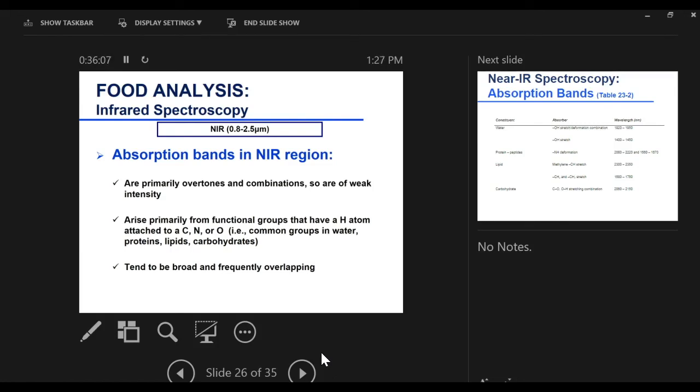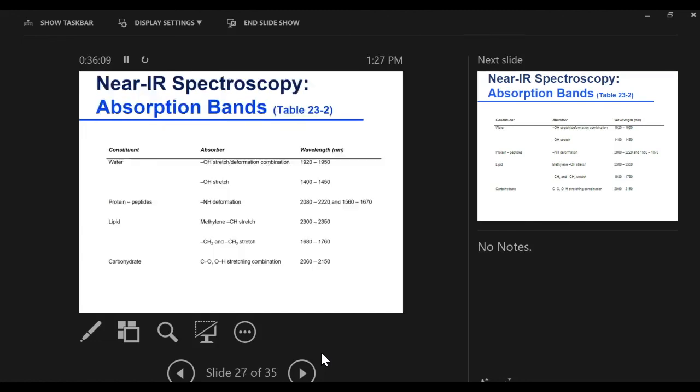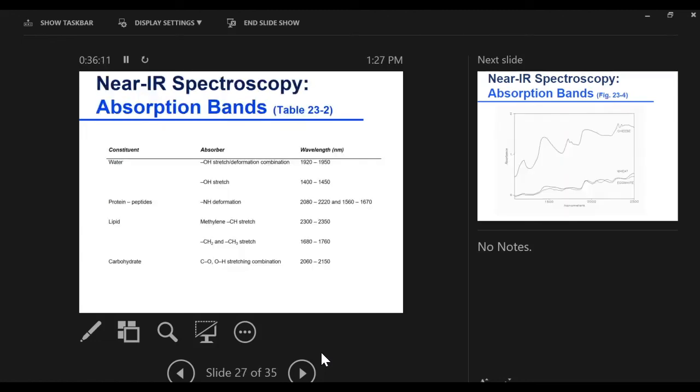For water, we look at the OH stretch. For protein, we look at the amine deformation, stretching and bending. You can see this happens at multiple wave numbers, so it's not only one particular wavelength, it can happen at multiple regions. For lipid, it's the methylene, CH2, CH3, and also this happens at different wave numbers. And for carbohydrates, CO and OH stretch, and this happens over this particular range.